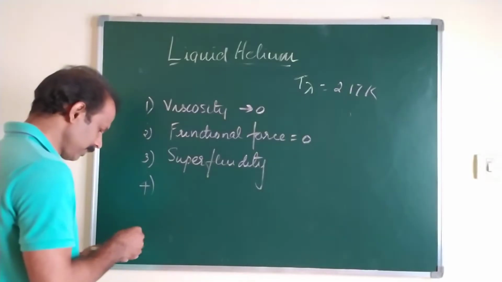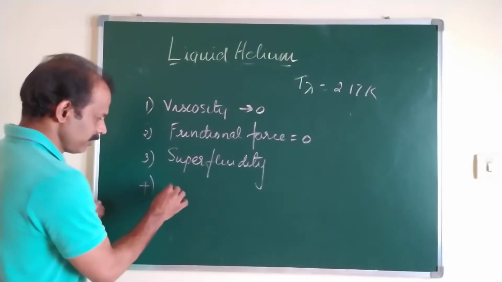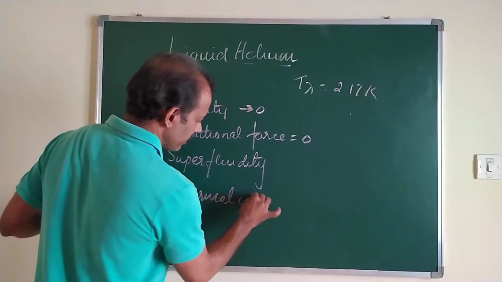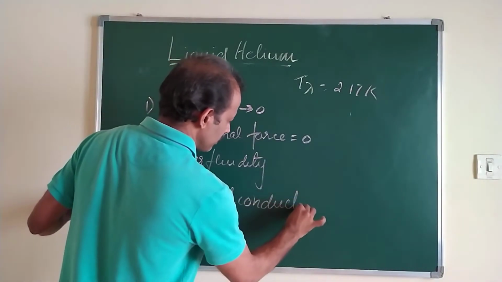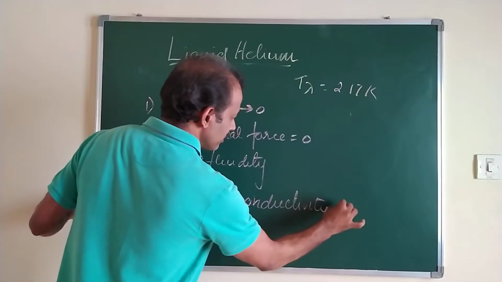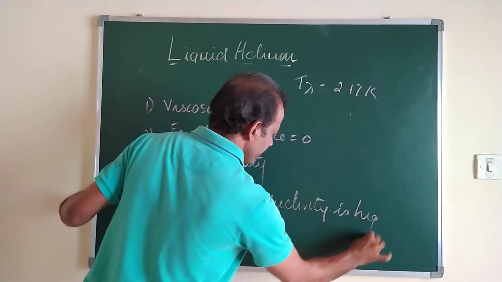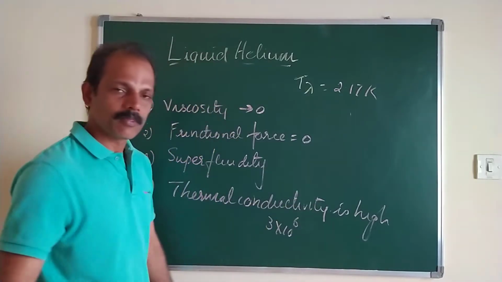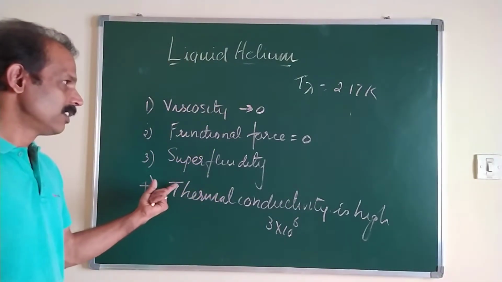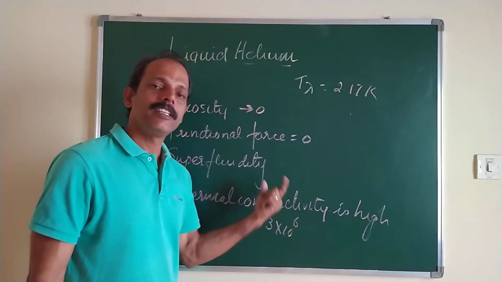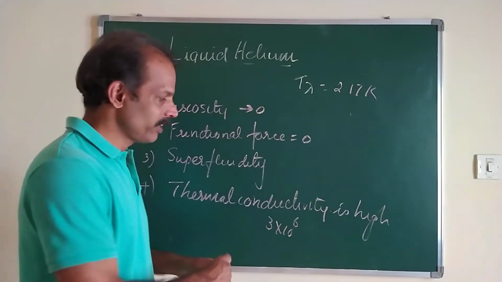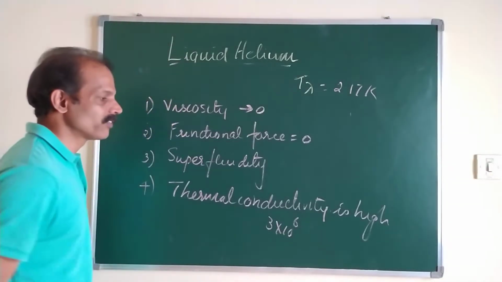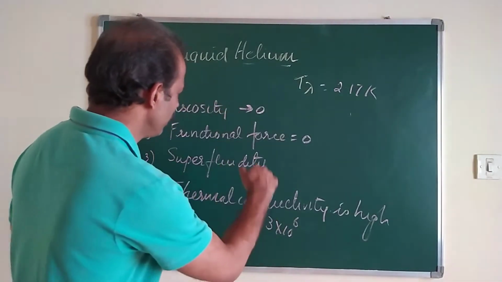Then the fourth one, thermal conductivity. Thermal conductivity is very high, of the order of 3 into 10 raised to 6. The thermal conductivity of liquid helium is very high, and it is very important in superconductivity. So thermal conductivity is very high at this low temperature.